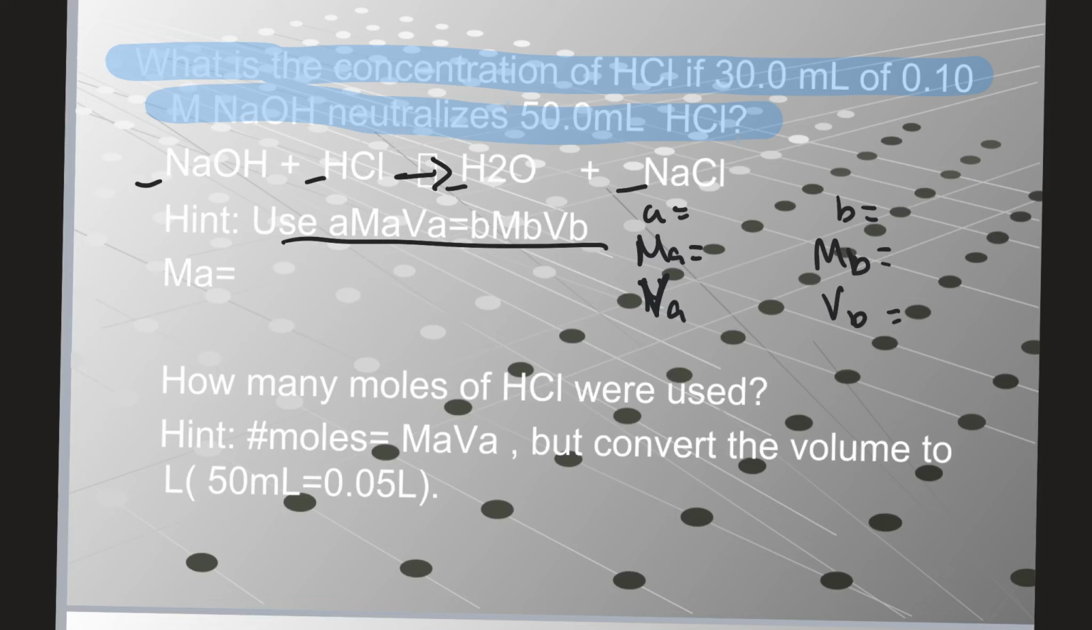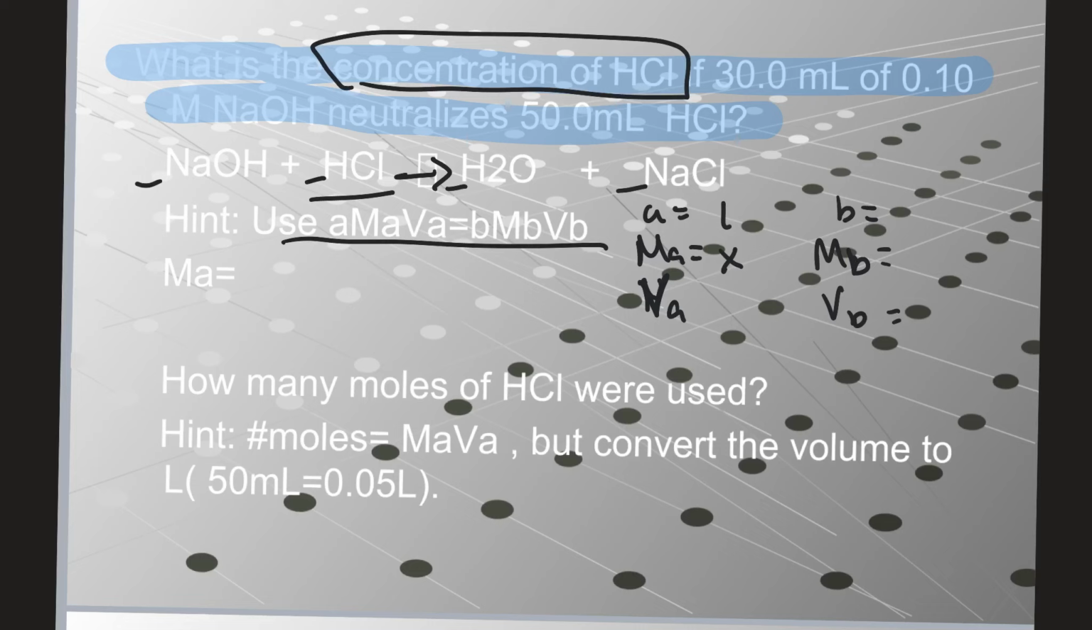Your A is your acid, HCl, hydrochloric acid. What's my A? It's 1. Now let's look at the problem to find MA. It asks what is the concentration of HCl, so that means that's what we're looking for, my X. For VA, I'm looking for the volume. It says 30 mL of 0.10 molar NaOH neutralizes 50 mL of HCl, so that's my VA.